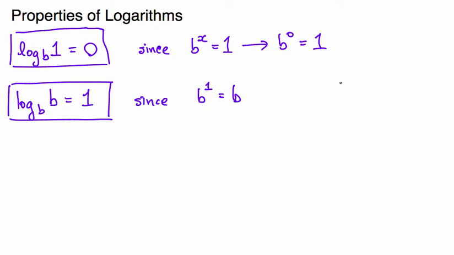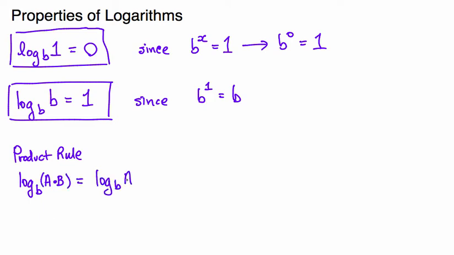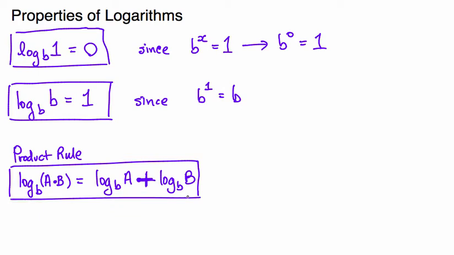Okay, the next one has a name. It's called the product rule, and it states that if you have log base b of a couple of numbers multiplied together, then that's the same as log base b of a plus log base b of b. And the reason that that one works is because it's essentially equivalent to this old exponent rule that if you have b to the x times b to the y, then you get b to the x plus y.